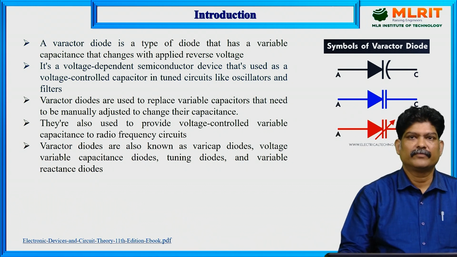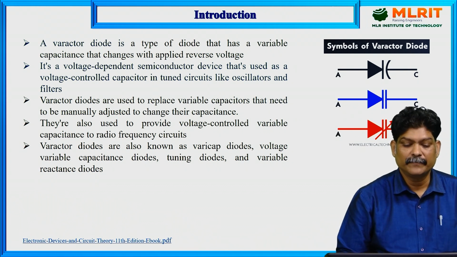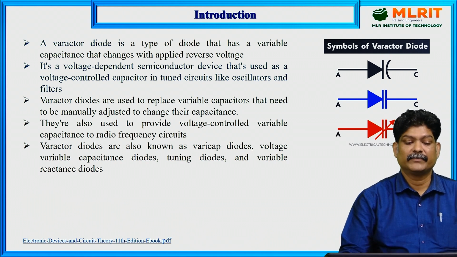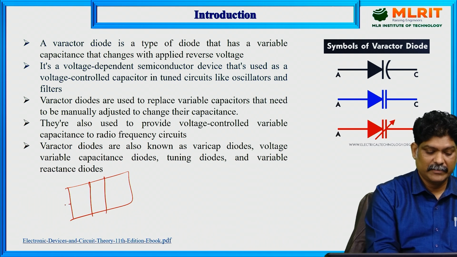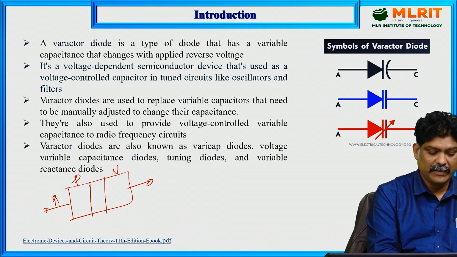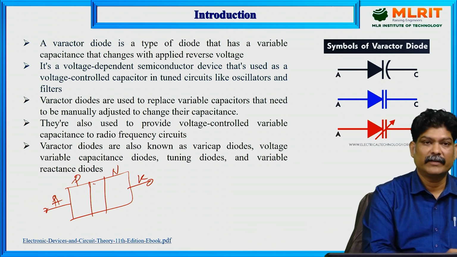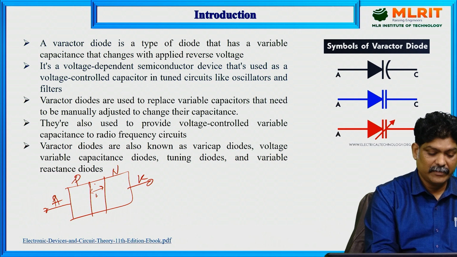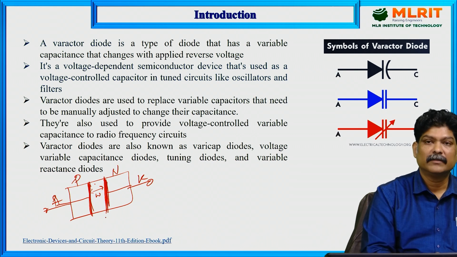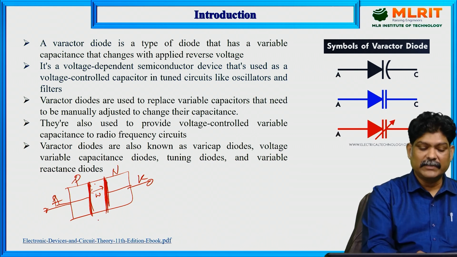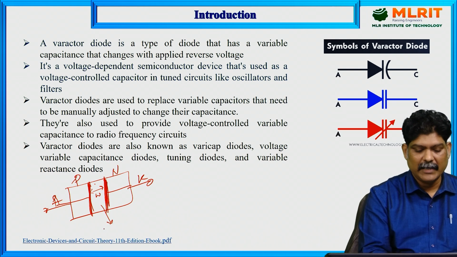Coming to the introduction, a Varactor diode is a type of diode that has variable capacitance that changes with the applied reverse bias voltage. We have a PN junction diode like this, P side and N side. This is P type and this is N type semiconductor material, anode and cathode. This is the depletion width, which can be represented with W, and the walls of the depletion width can be treated as normal capacitor plates, right? This is analogous to a capacitor, so this represents the capacitive effect.